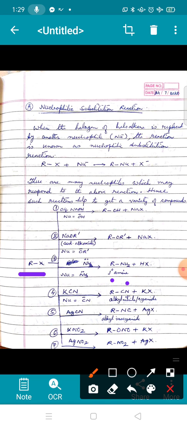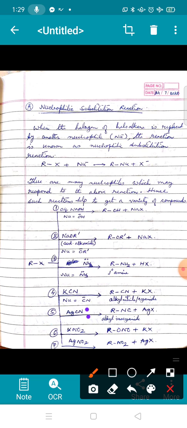Now the next reaction you see, the nucleophile used here is AgCN, but the product you see here is not RCN, rather the product is RNC. It is because silver cyanide is not an ionic compound, it is a covalent compound, and the lone pair on nitrogen behaves as the nucleophilic site. So the product formed is RNC, called isocyanide, and not RCN.